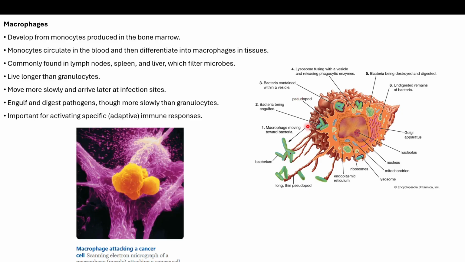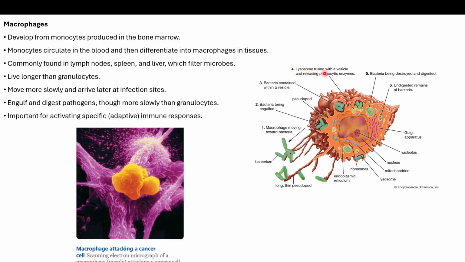Now, if we look at the general mechanisms by which macrophages work, suppose these are the bacterial cells, the green ones, rod-shaped bacteria. Macrophages move towards the bacteria and use their false feet, long thin pseudopods, to reach out to the bacterial cells. Then they engulf these bacterial cells inside, as shown in this part. The bacteria is trapped inside a vesicle, this part here.